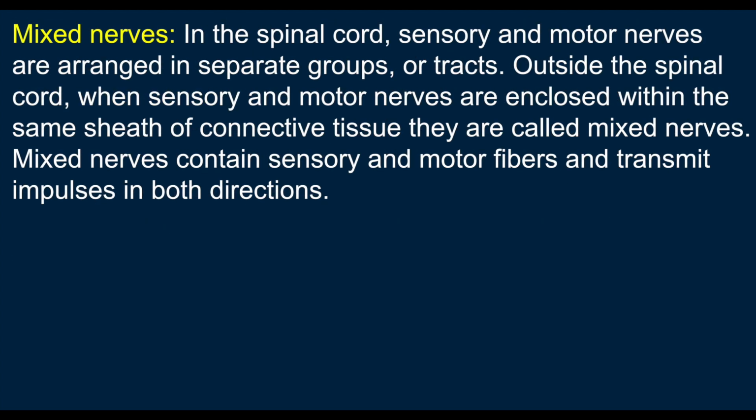We have mixed nerves. In the spinal cord, sensory and motor nerves are arranged in separate groups or tracts. Outside the spinal cord, when sensory and motor nerves are enclosed within the same sheath of connective tissue, they are called mixed nerves. Mixed nerves contain sensory and motor fibers and transmit impulses in both directions.